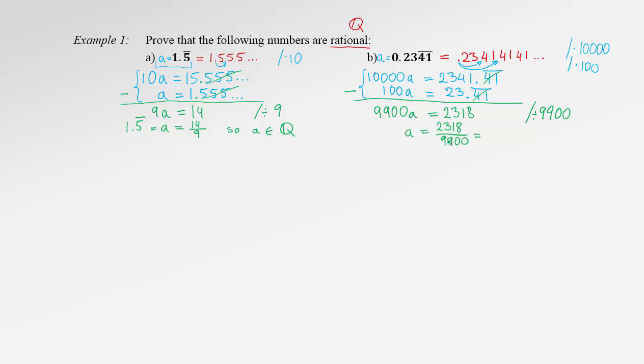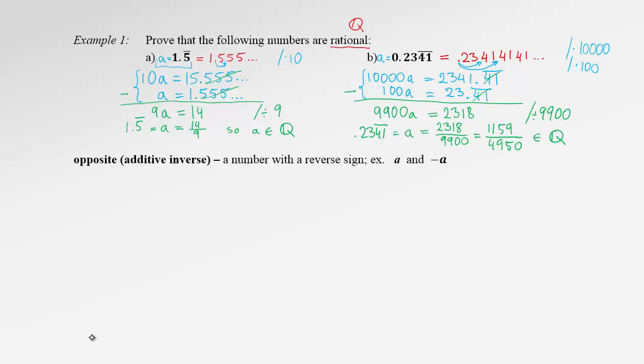Now we could do one more thing. We could reduce this fraction to the lowest terms, leaving us with 1159 over 4950. But even at that stage, we already proved that 0.2341 repeated is a rational number. That's a rational number because it can be expressed as a fraction. Well, you may practice a few more numbers from the book, or just come up with any repeated decimal and try to convert it to a fraction.